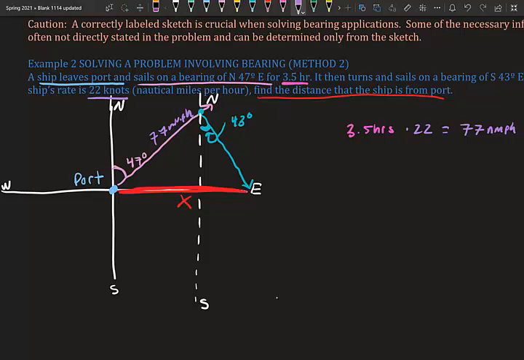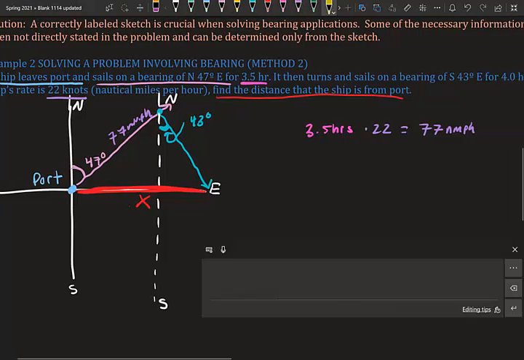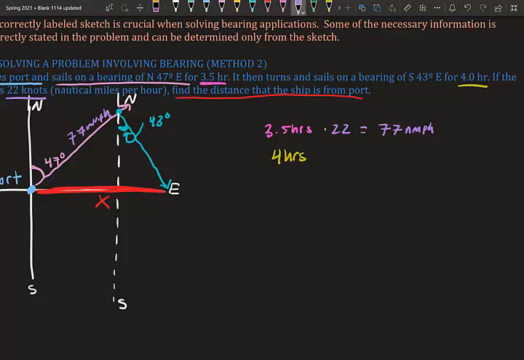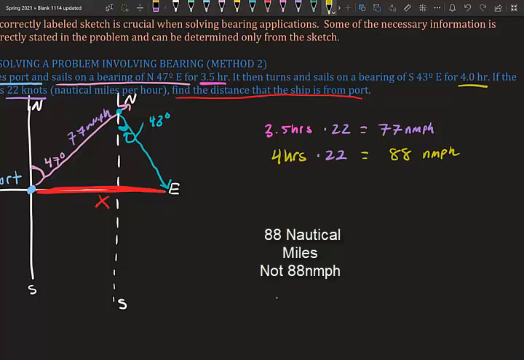Then we turned, we made that huge turn, and we went for 4 hours at 22 knots. So then we get the distance of 88 nautical miles. So here is 88 nautical miles.